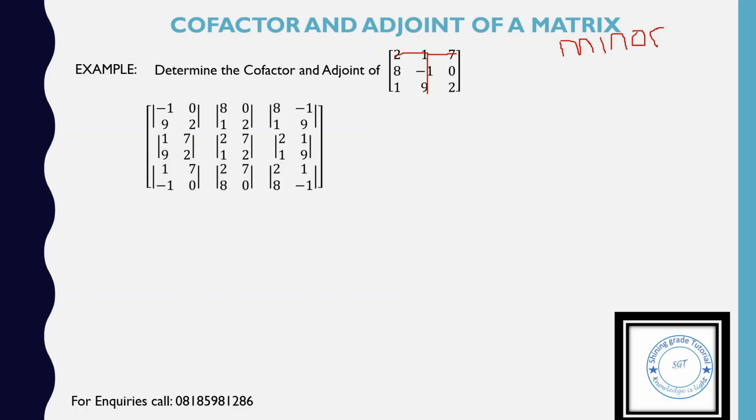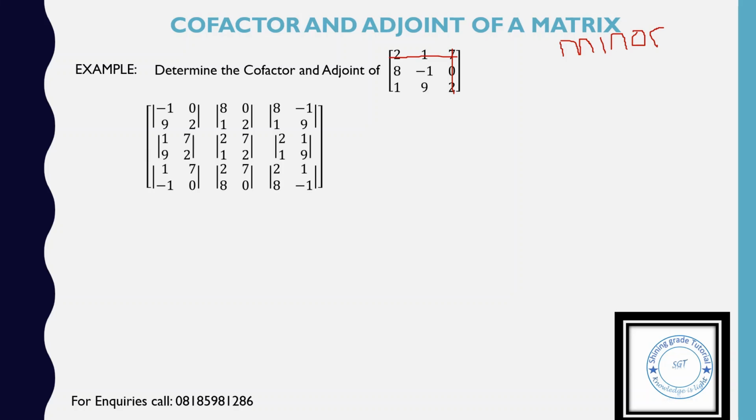I think that is well understood. What do we have? We have 8, 0, 1, 2, as shown here. Same thing next. To get the minor of the 7, you need to delete its row, so the row of 7 is this, and its column. So what do we have left? 8, minus 1, 1, 9. So this is here. All right.